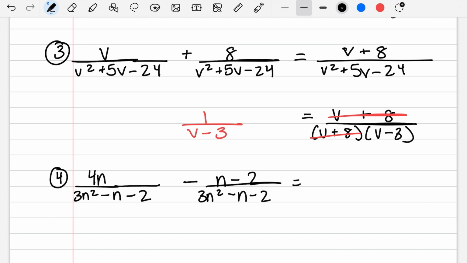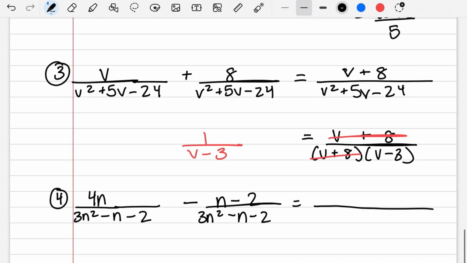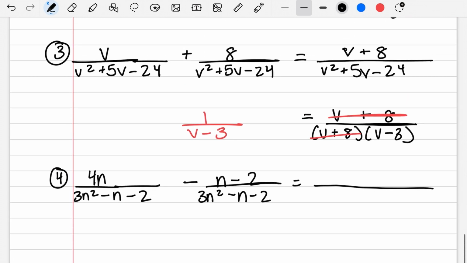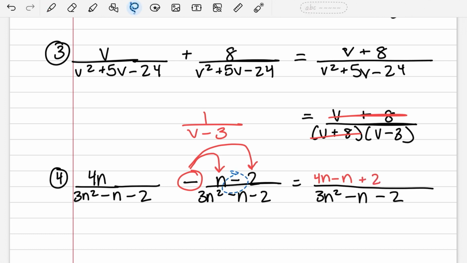So the denominators are exactly the same, which is good for us. Now, let me go back. I'm going to write 3n squared minus n minus 2. But here's the thing: this minus sign is going to the n and the negative 2. So really, it's 4n minus n plus 2, because of the double negative right there. When we clean this up, we'll get 3n plus 2.